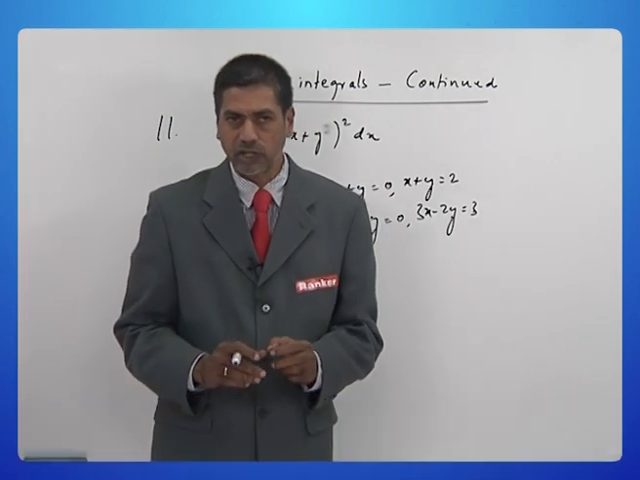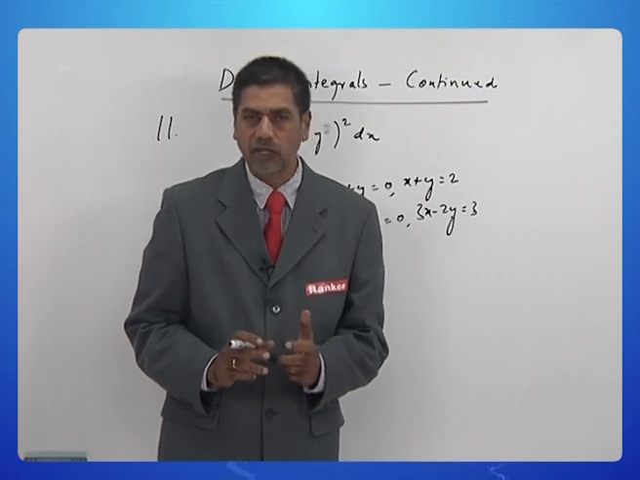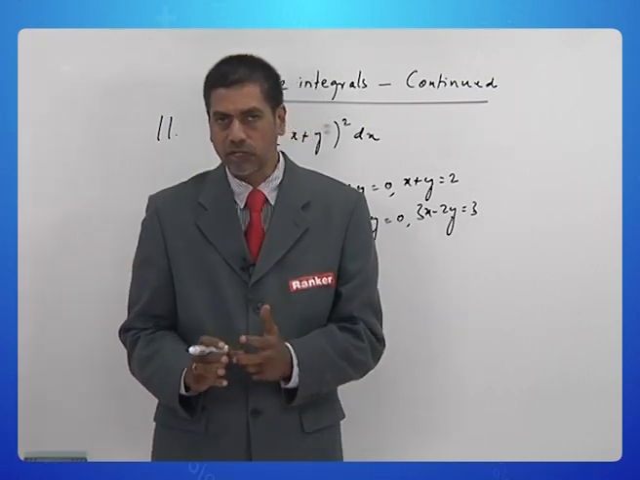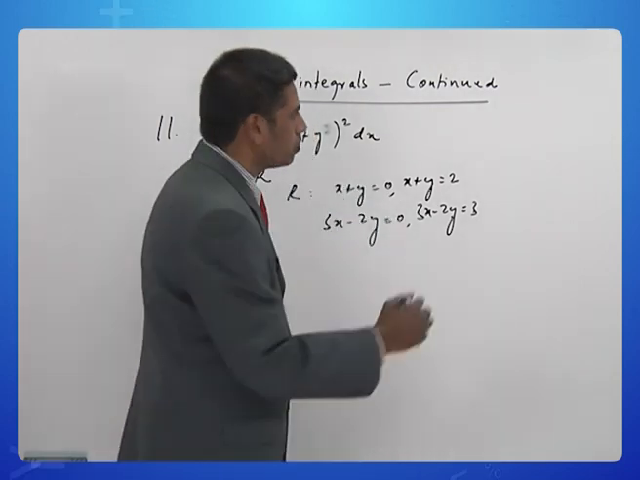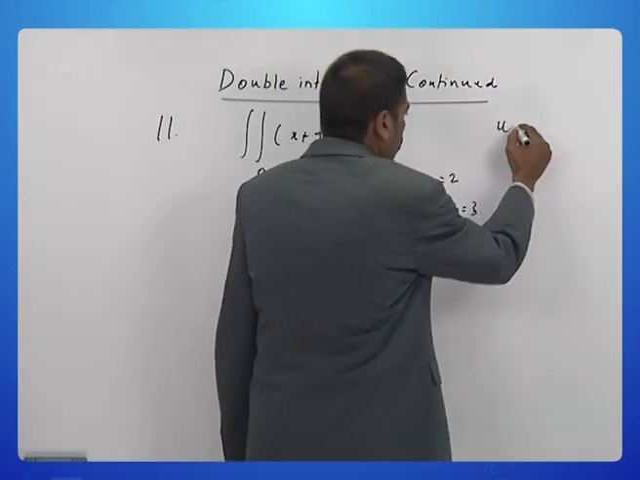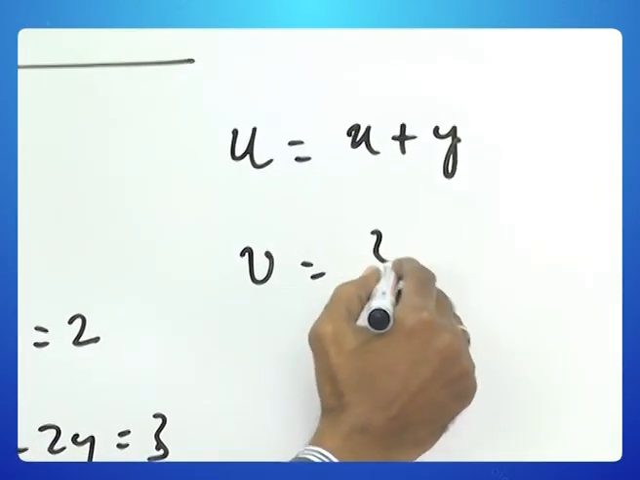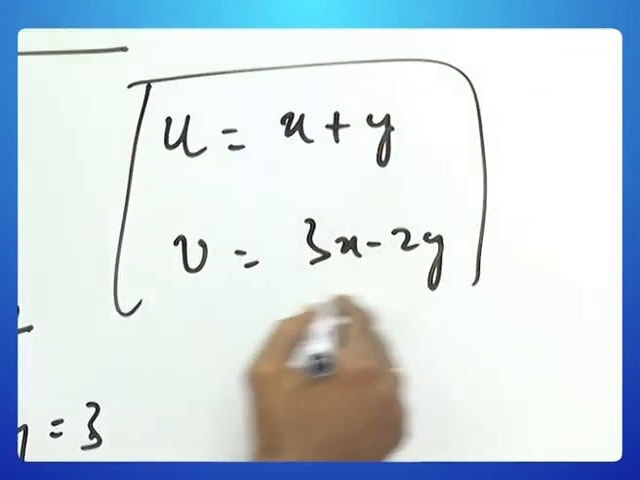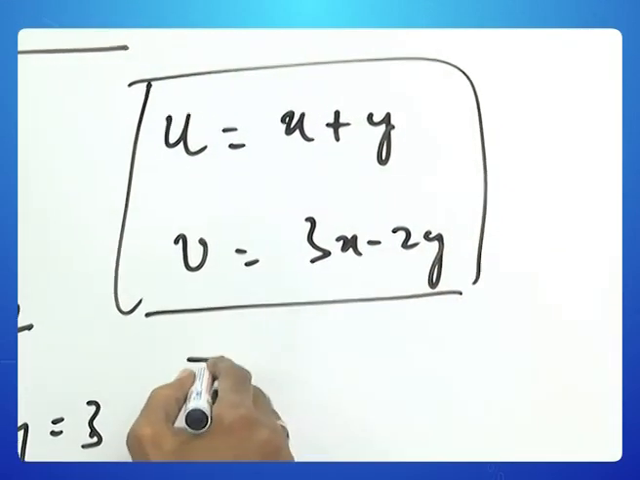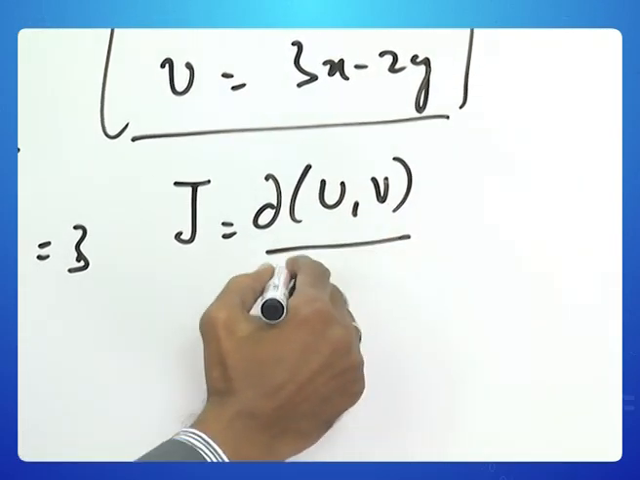transformations is that we can introduce suitable transformations by which we can make the region look simpler in a new domain. So what we do is we introduce u equal to x plus y and v equal to 3x minus 2y. So let us calculate the Jacobian, dou(u,v) by dou(x,y).